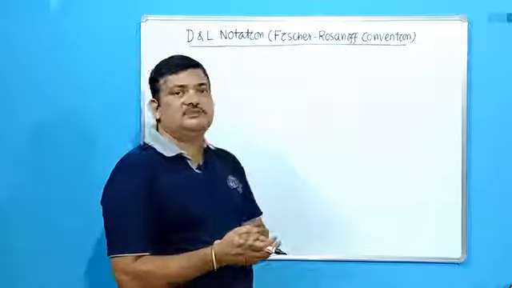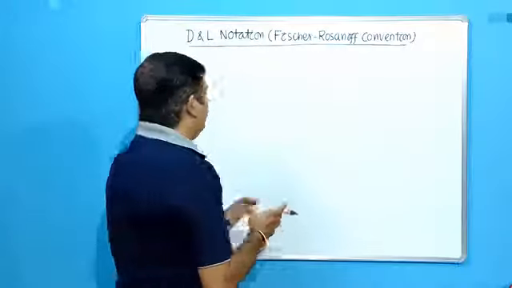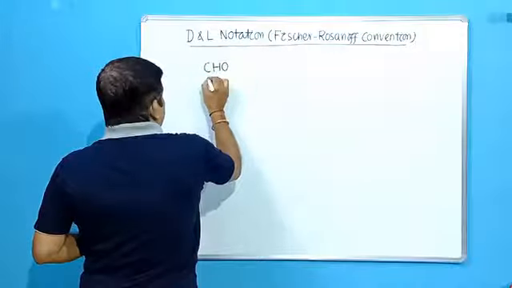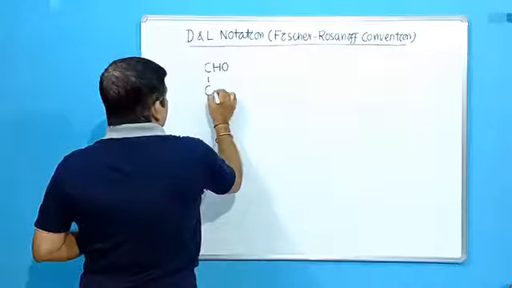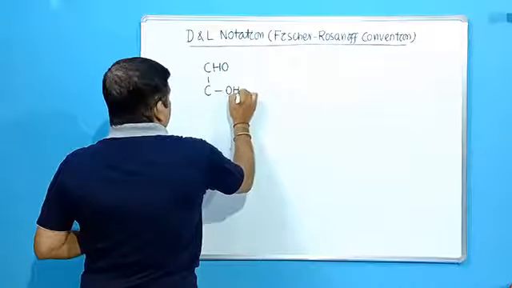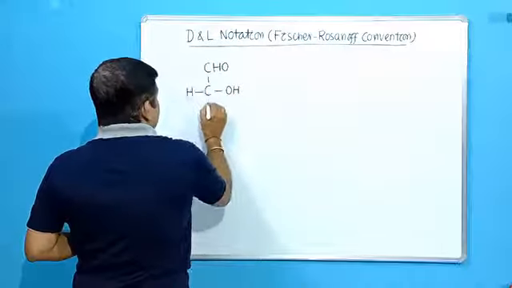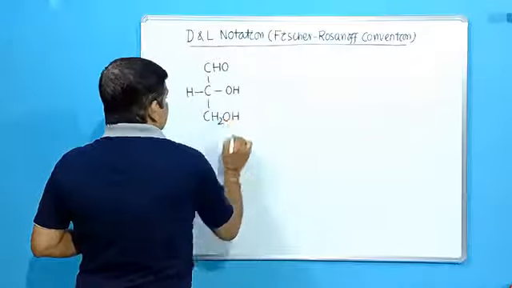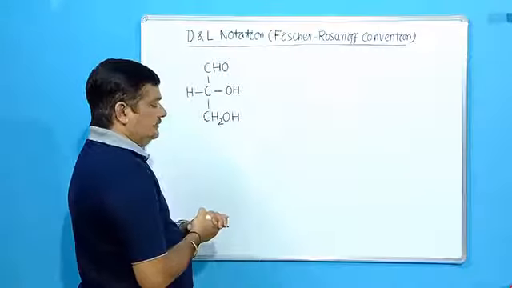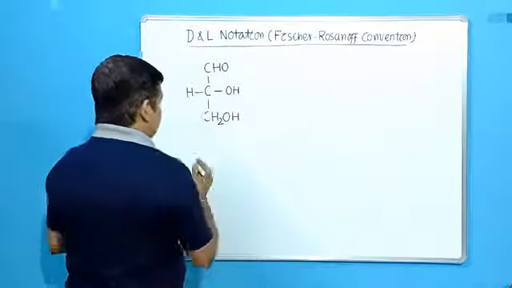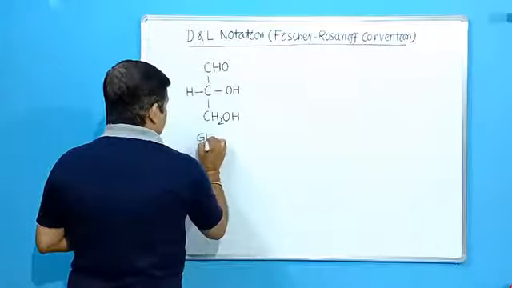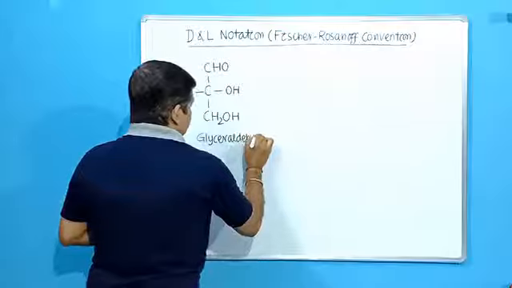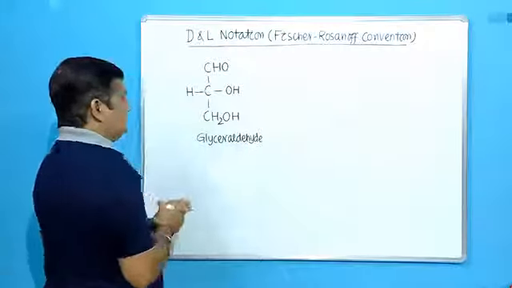So how is it assigned? With respect to the structure of glyceraldehyde. First we will draw the structure of glyceraldehyde: CHO, CHOH, CH2OH. Okay. So this is the structural formula of glyceraldehyde. So this is glyceraldehyde.